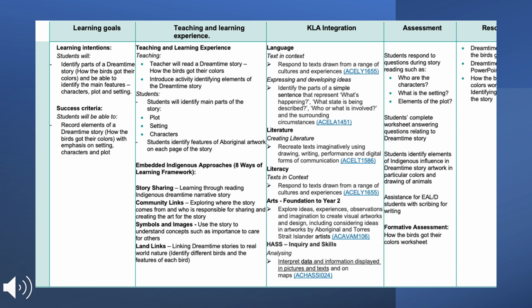Half of the 8 Ways of Learning framework have been included within the first lesson. The storybook will have land links and includes important symbols and images that are of meaning to the Aboriginal people that have created this story. The learning that will be done through the story sharing will also underpin the core value of the story, which is the importance of caring for people.